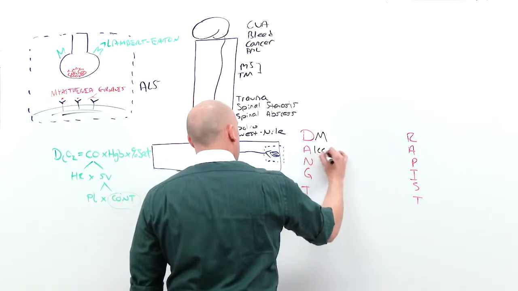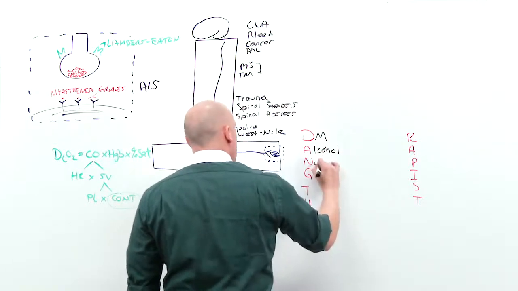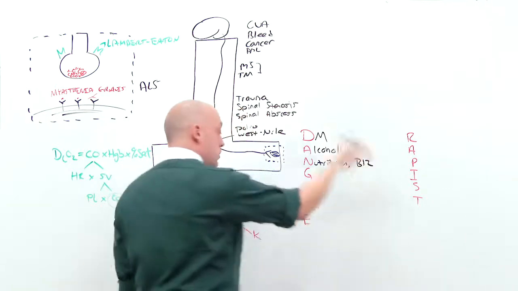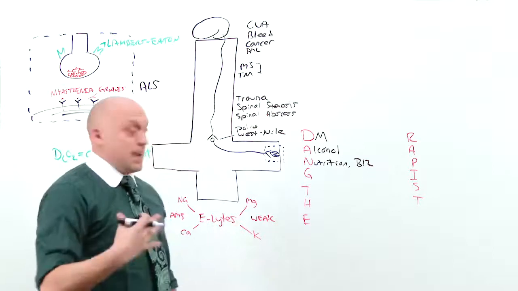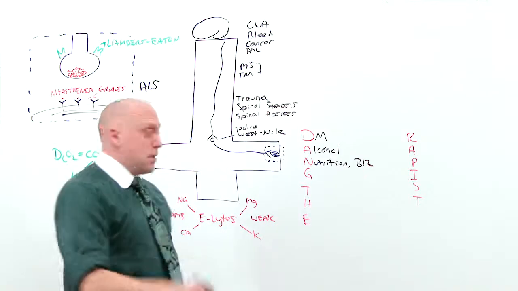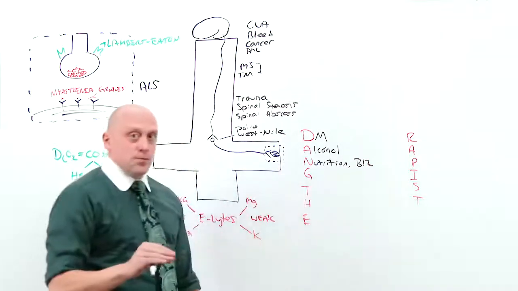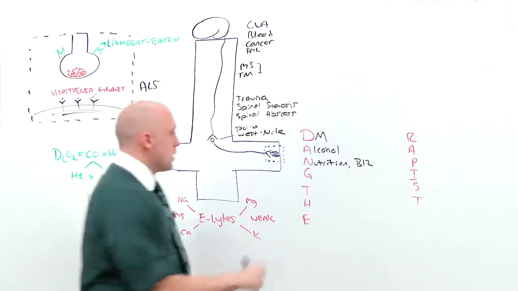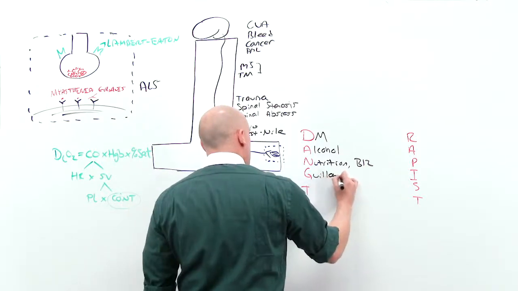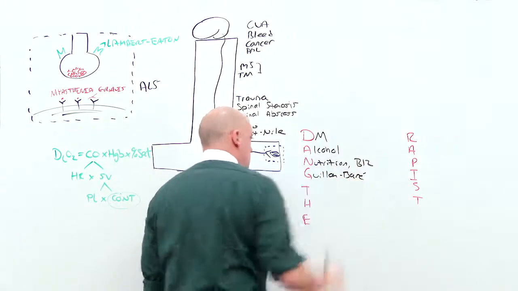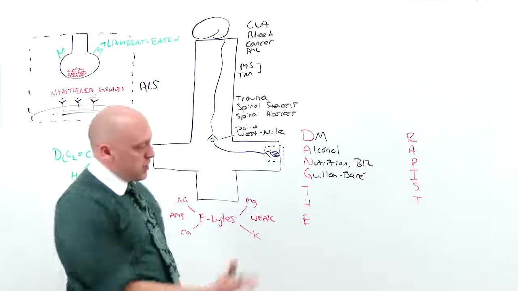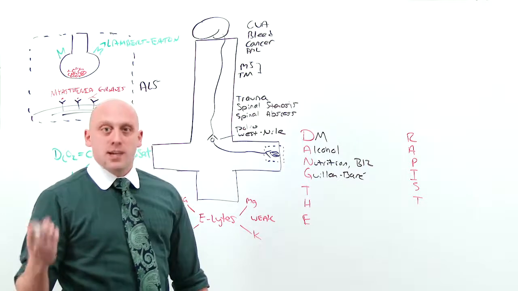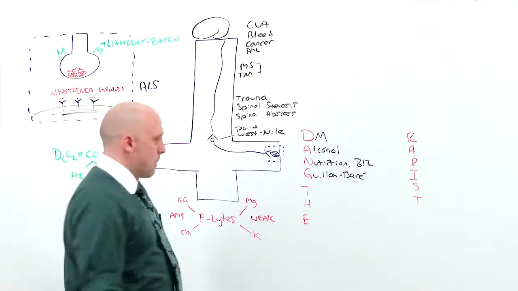A is alcohol, N is nutrition, and we're looking at vitamins, especially B12. Even though B12 affects the spinal cord and will be the DCMLS, B12 can affect peripheral nerves as well. Strict vegans and people with pernicious anemia, very rare. Guillain-Barré, demyelination of the peripheral nerves, attacking Schwann cells. Look for ascending paralysis after a vaccination or diarrheal illness.